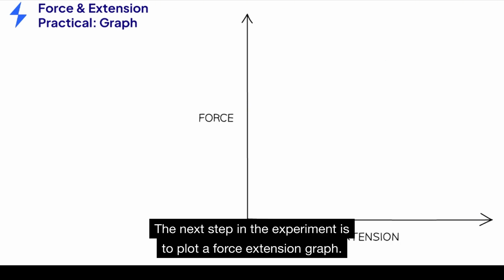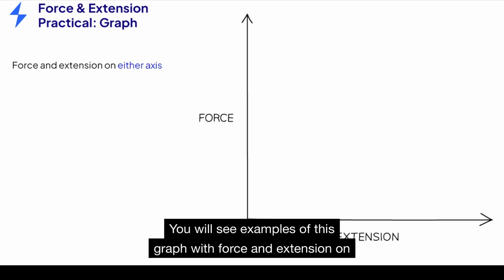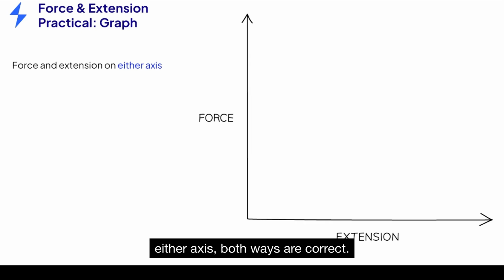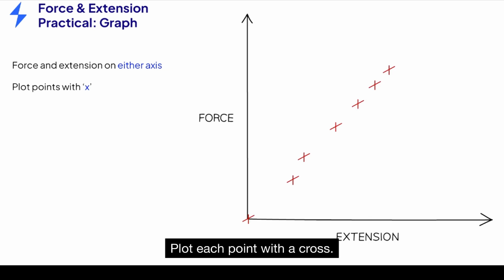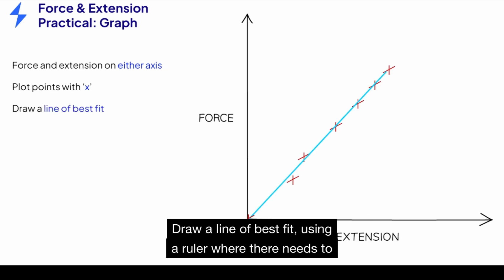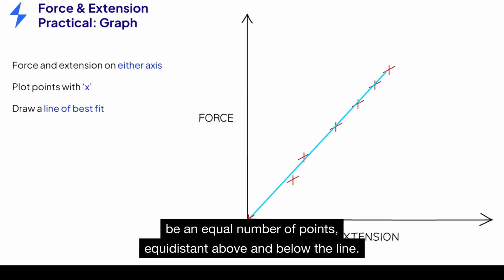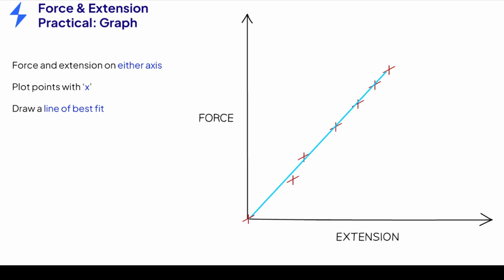The next step in the experiment is to plot a force extension graph. You will see examples of this graph with force and extension on either axis. Both ways are correct. Plot each point with a cross. Draw a line of best fit using a ruler, where there needs to be an equal number of points equidistant above and below the line.